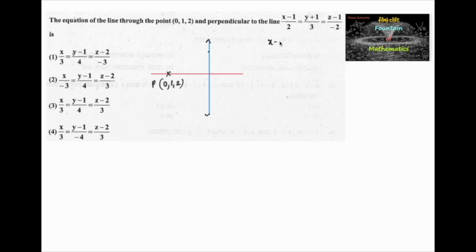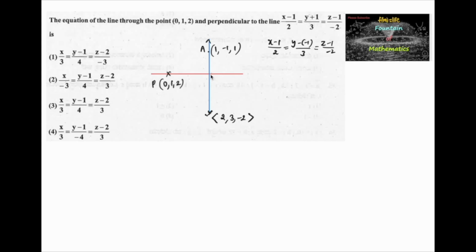So we can say (x − 1)/2, (y − (−1))/3 and (z − 1)/(−2). So we can say the point as (1, −1, 1). Let us consider this point is A. And the direction ratios of this line, the perpendicular line, is 2, 3, −2.